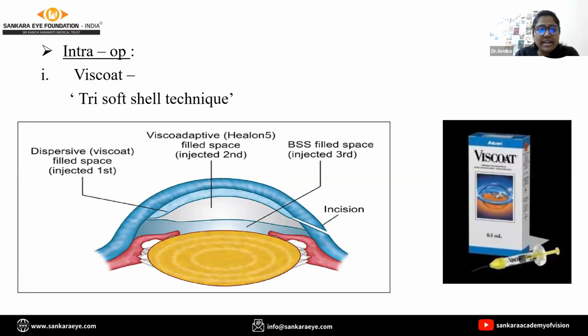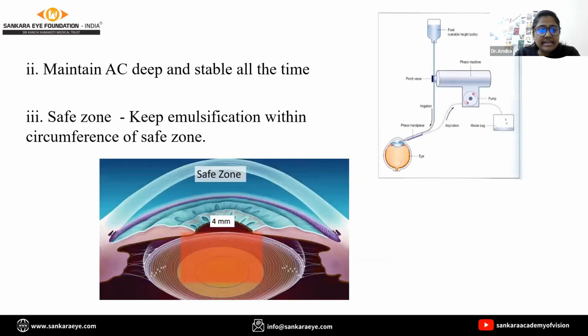First, Viscoat should be ready. The tri-soft shell technique can be used in these cases because it is known to be cornea protective, endothelium protective. Maintain the AC deep and stable all the time. This can be done by adjusting the bottle height.